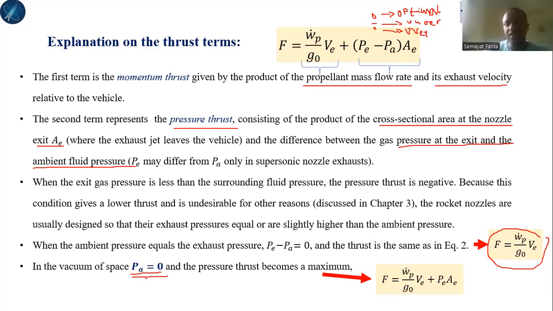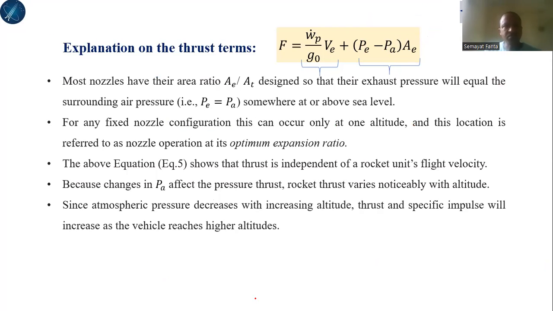So we design our rocket for the maximum atmospheric condition. So in that case, with PA equal to 0, we have PE, AE only, so that our thrust equation is this one. This equation is the maximum thrust condition. Okay, so these are the design considerations.